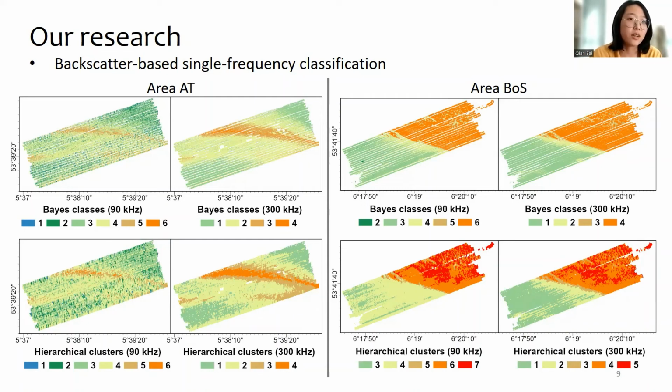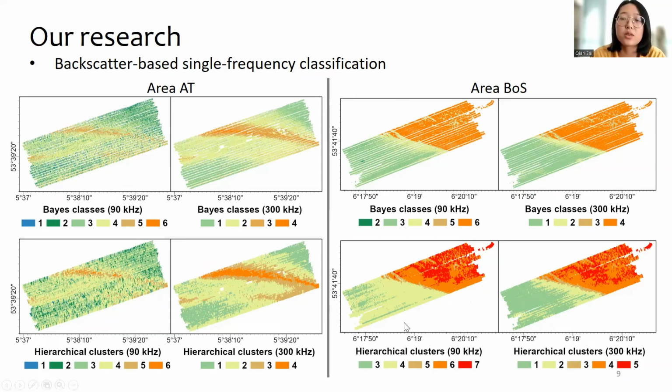This mostly affects the backscatter data, like at 90 kilohertz. You can also see it in the classification results. Except for that, for area 80, it doesn't show much difference between frequencies and between methods. But for area boss, there are some distinct patterns. The highest clusters in the hierarchical clustering reveal different spatial patterns than the base classification, shown in the red area here.